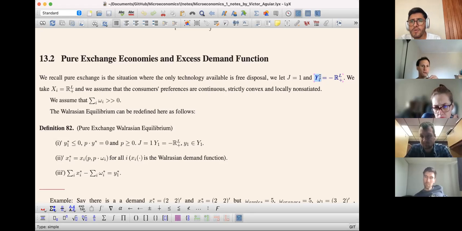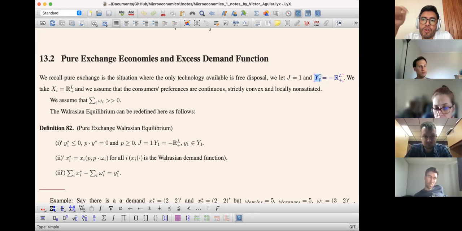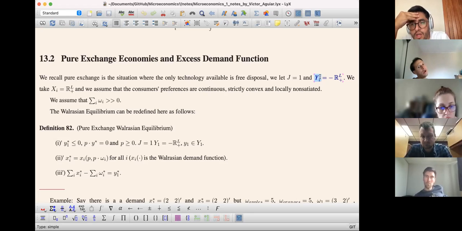Okay, we're going to study that special case because even in that special case, the proof is very involved, right? So we're going to just try to make it as simple as possible. In this setup, we're going to rewrite the three conditions above of our Walrasian equilibrium in a simpler way. First of all, we're going to assume that the total endowments of the economy are strictly positive. Now we can redefine the Walrasian equilibrium with pure exchange as follows.